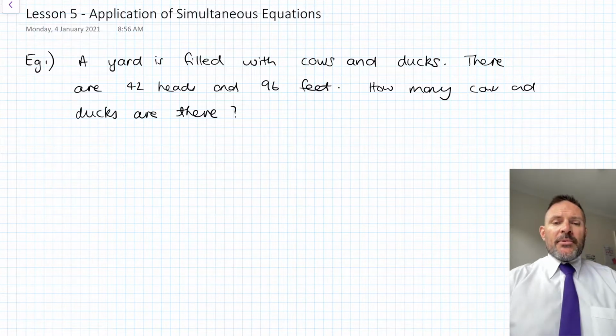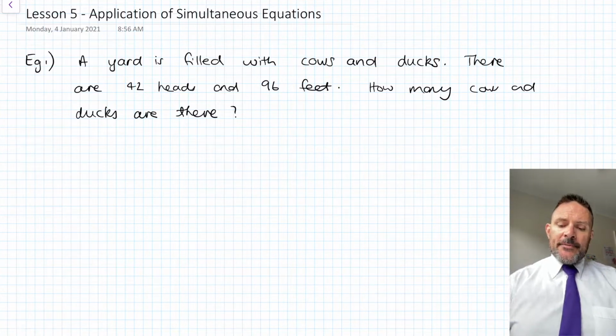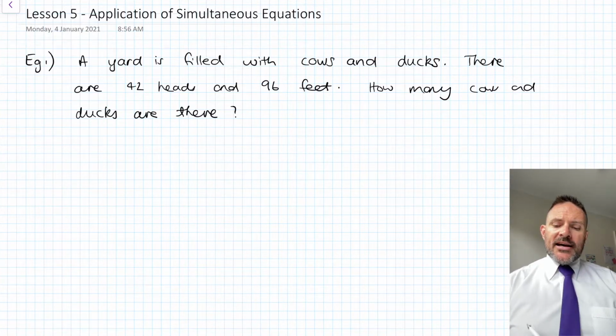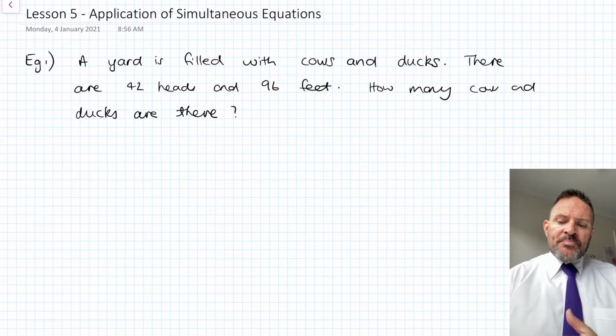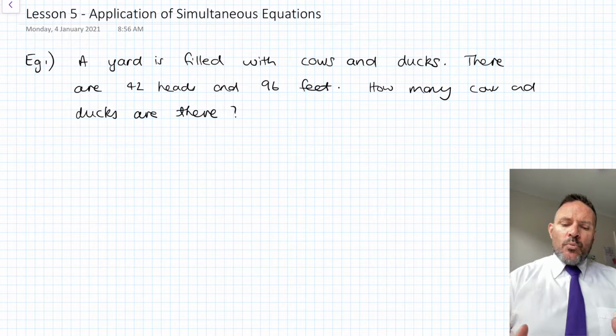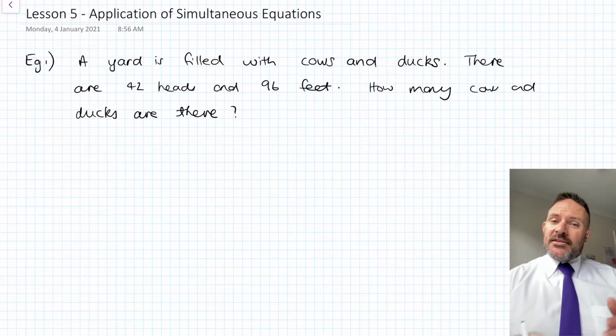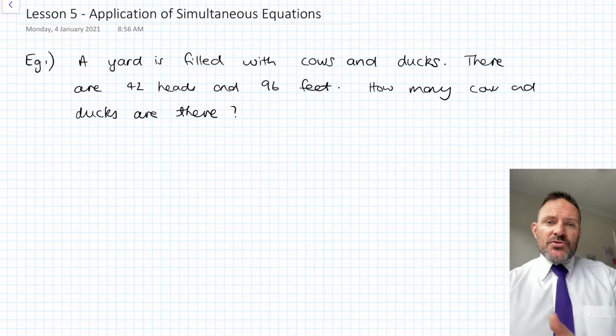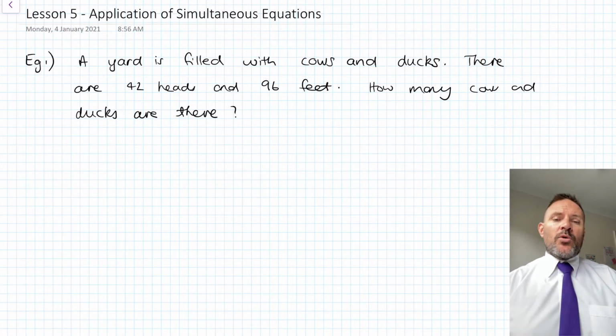So a couple of things that we need to know, of course. We know that the 42 heads, well, each cow and duck can only have one head, right? So the number of cows and number of ducks will add together to give 42. We also know with feet, cows have 4 feet, ducks have 2. So I can then use that information to work with the 96.